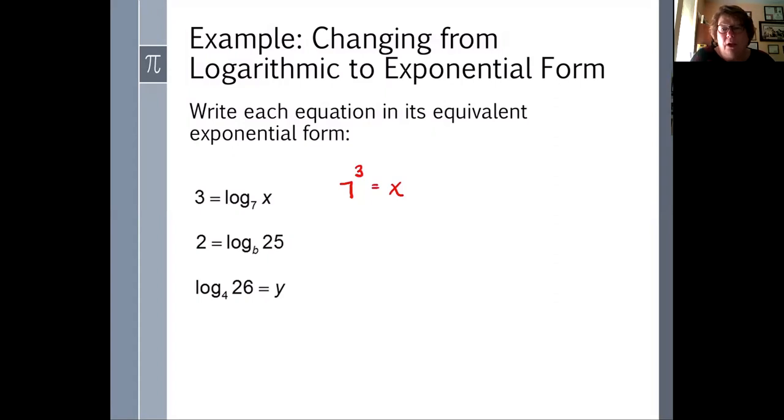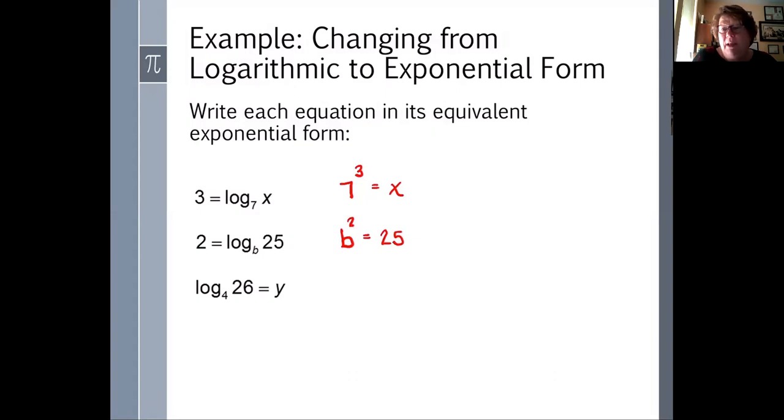Let's look at the second logarithm. We have 2. That's going to be our exponent, is equal to the log base b of 25. So our base that we're raising to that exponent 2 is b, and that's going to equal 25. So let's write that down. Our base is b, our exponent is the number 2, and that's equal to 25. So 2 equals the log base b of 25 is equivalent to b squared equals 25.